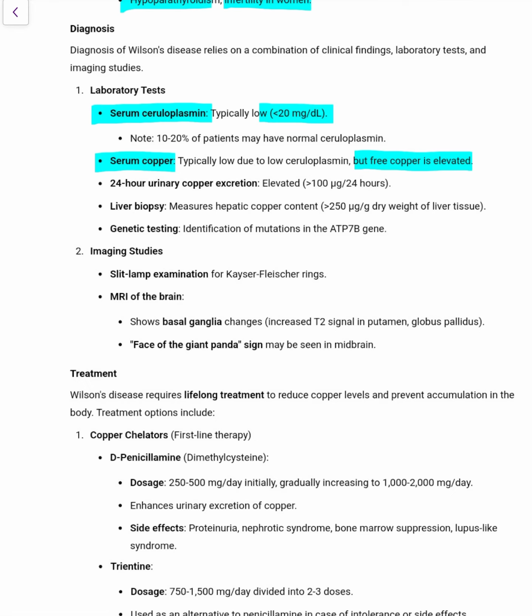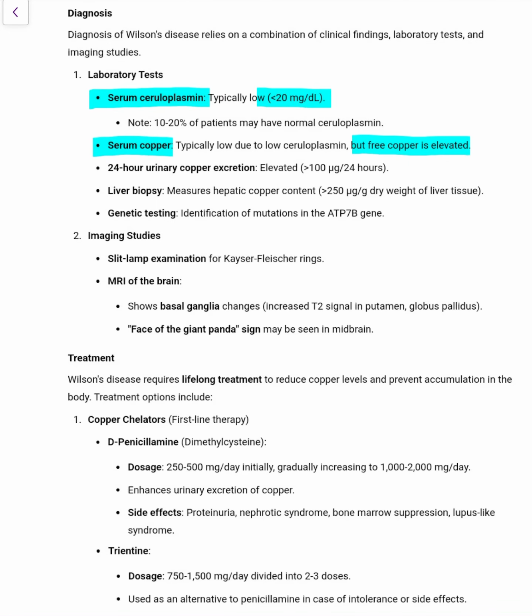So in Wilson's disease, the main thing is that the problems are because of the deposition of the copper, not because of the increased copper in the blood. Okay, next is the specific tests. You can first go for 24-hour urine copper excretion, which is elevated, more than 100 micrograms per day.